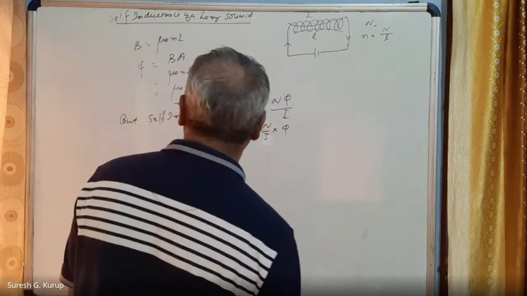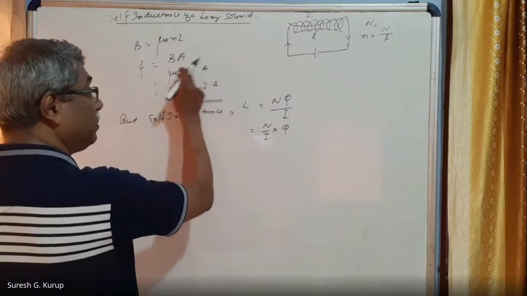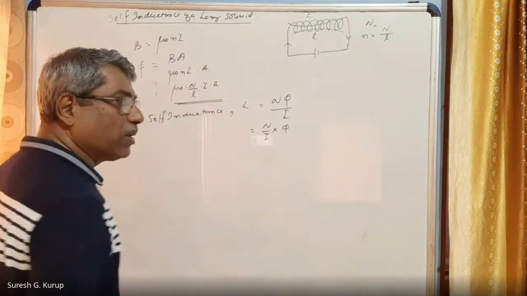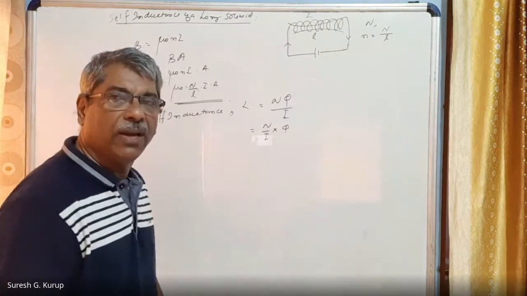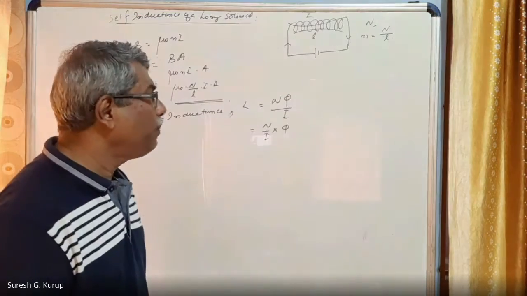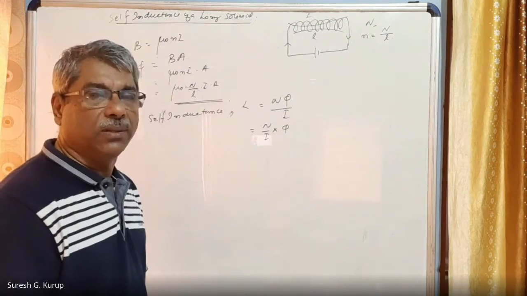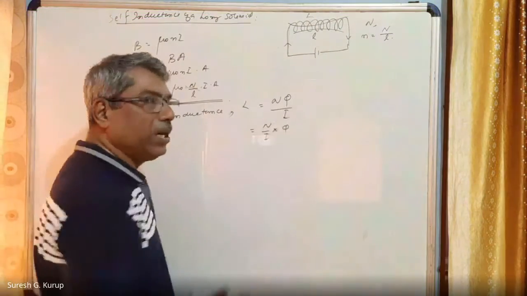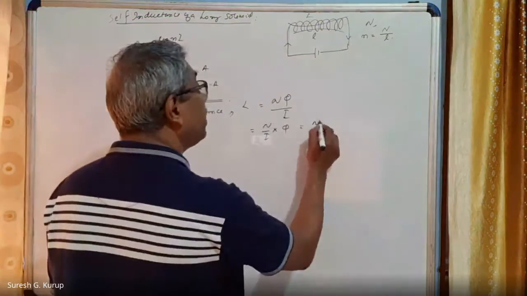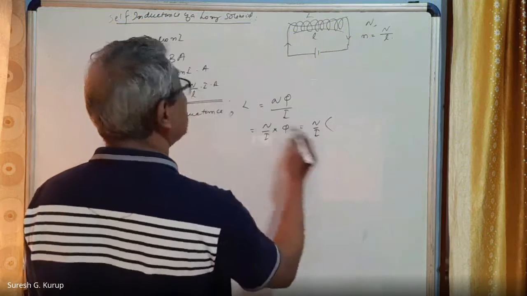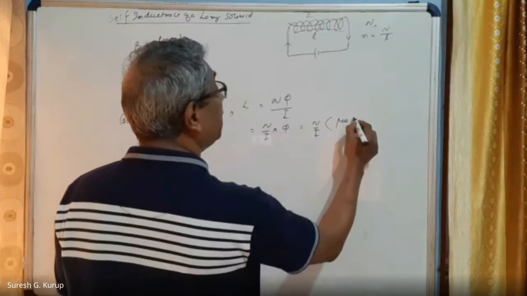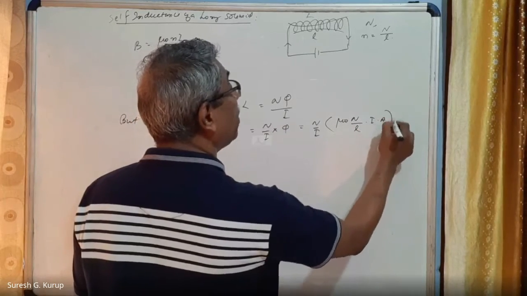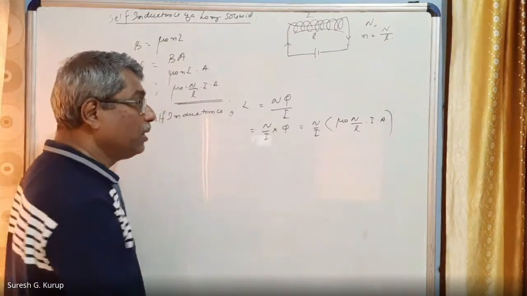This is the value phi, the flux through each turn. N phi is the flux linkages. Flux linkage is the product of the number of turns of the coil and the flux through each turn. That is N phi divided by I, that is N by I into phi. This is equal to N by I into mu 0 capital N divided by L into I into A. Also, this I and I cancel.